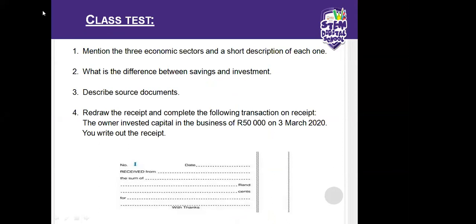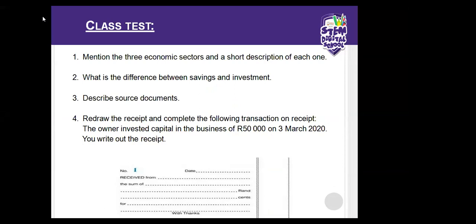Number 1 says, mention the 3 economic sectors and give a short description of each one. Number 2, what is the difference between savings and investment? Number 3, describe source documents, so just give a definition there for me. Number 4, redraw the receipt and complete the following transaction on the receipt. The transaction is: the owner invested capital in the business of 50,000 on the 3rd of March 2020. I've put a receipt there for you, so you can quickly and roughly redraw the receipt you see there, and then take that transaction and complete it on that receipt.